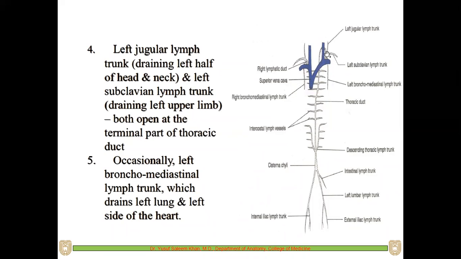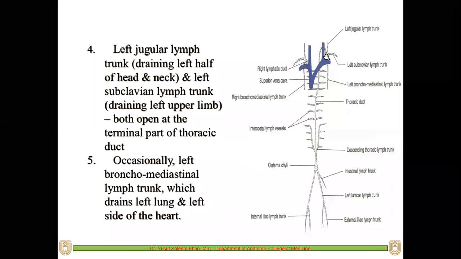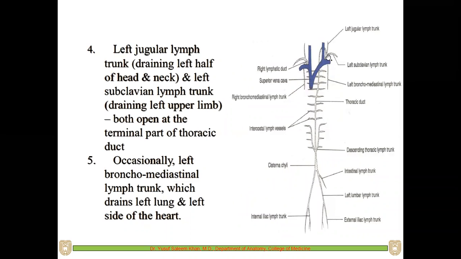So before the termination of the thoracic duct, the left internal jugular as well as the left subclavian lymph trunk will drain into the thoracic duct, and finally the thoracic duct will drain into the junction between these two vessels. Occasionally, the left bronchomediastinal lymph trunk, which drains the left lung and left side of the heart, can also drain into the thoracic duct.